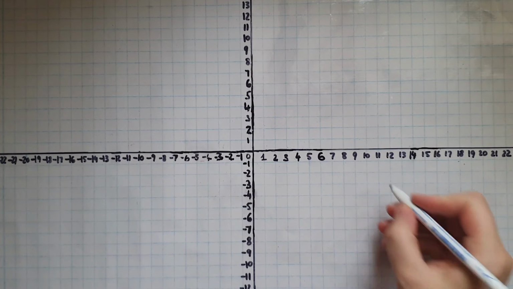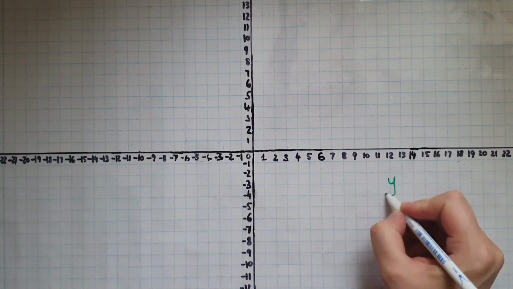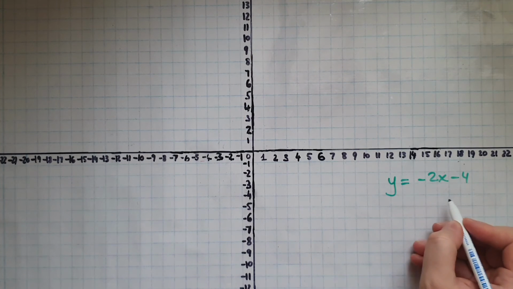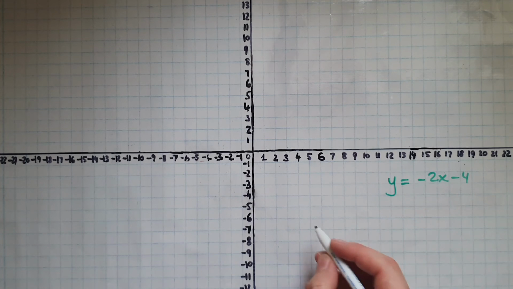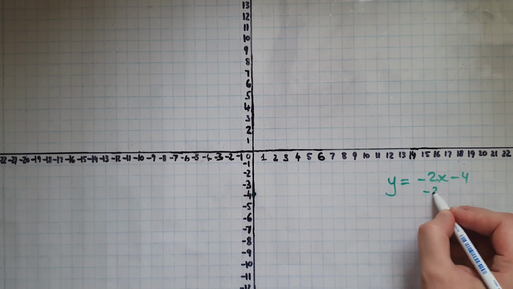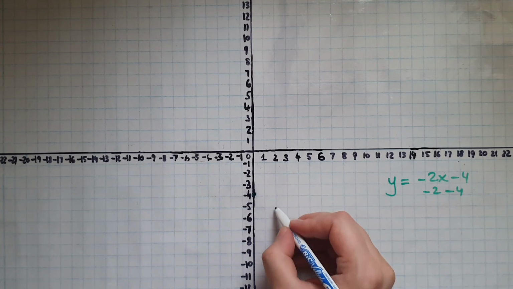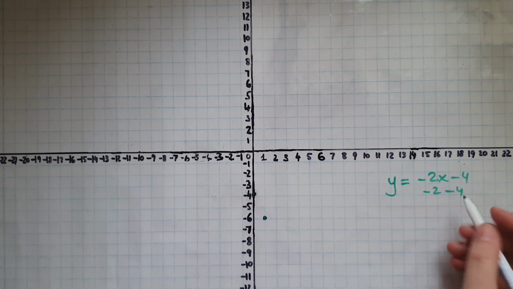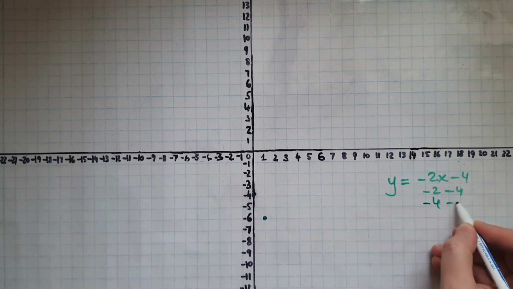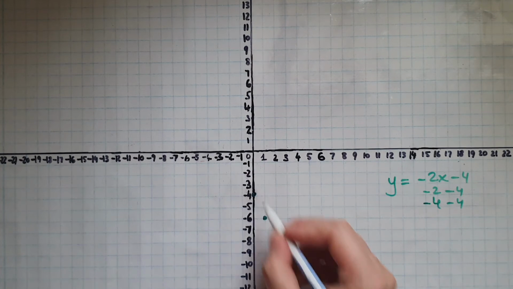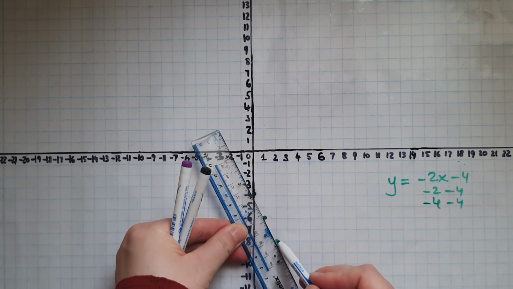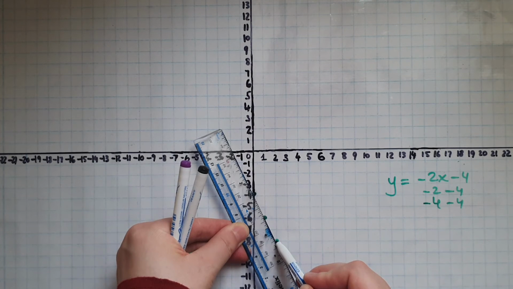Having a look at another two linear equations, the first one is y equals negative 2x, take away 4. So when x is 0, then y is going to be negative 4. When x is 1, y is going to be negative 6. When x is 2, y is going to be negative 8. So going down by 2 each time. And as long as we have 2 points, that's all that we need.